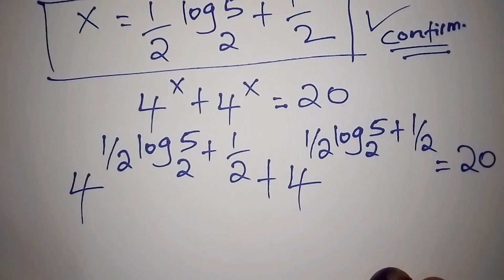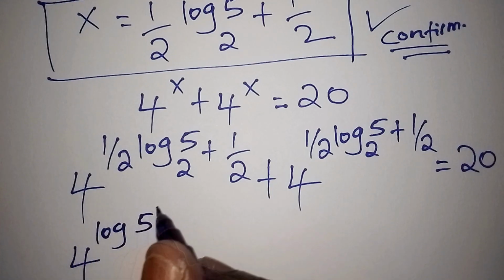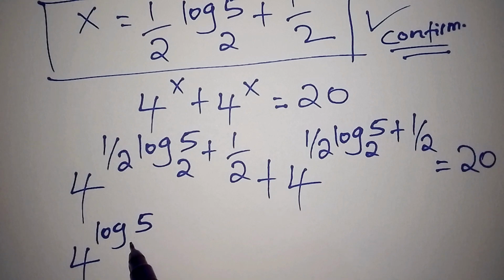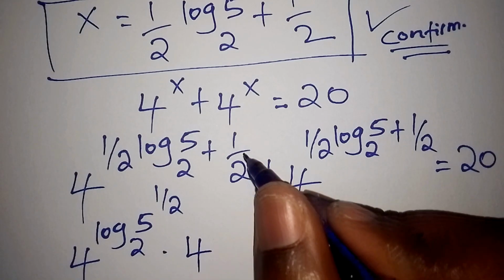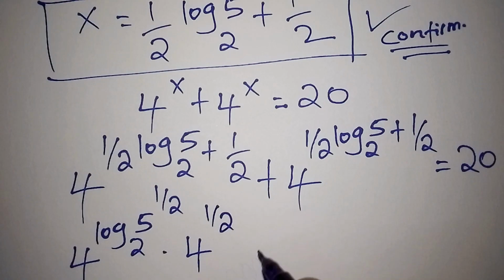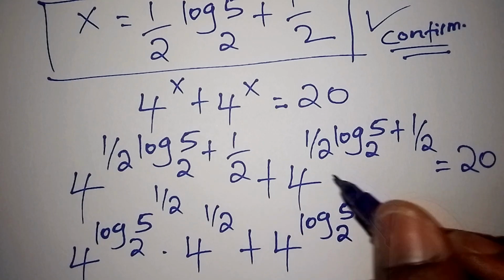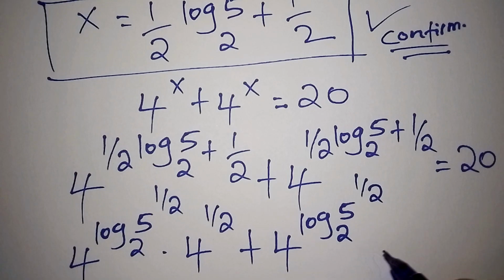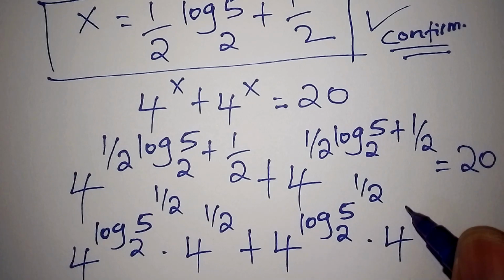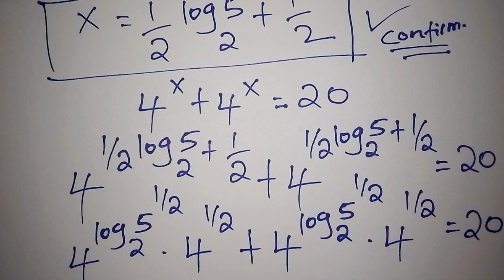This we can rewrite as 4 to the power of the log of 5 to the base of 2, to the power of a half, multiplied by 4 to the power of a half, plus 4 to the power of the log of 5 to the base of 2, to the power of 1 over 2, multiplied by 4 to the power of a half, is equal to 20.